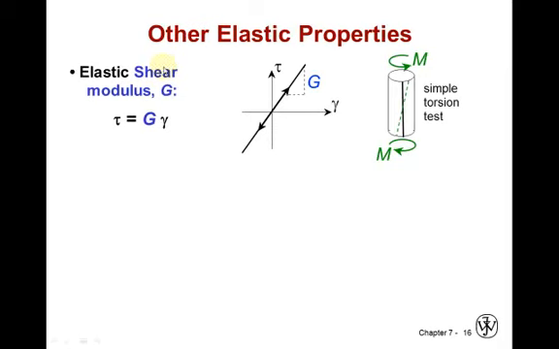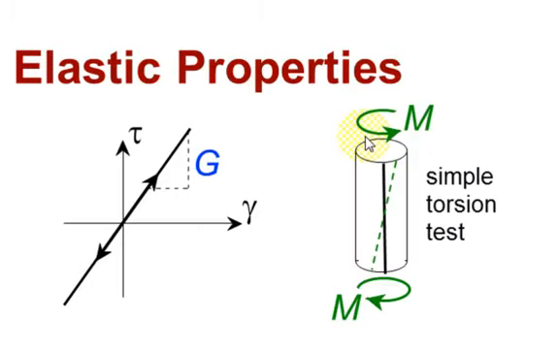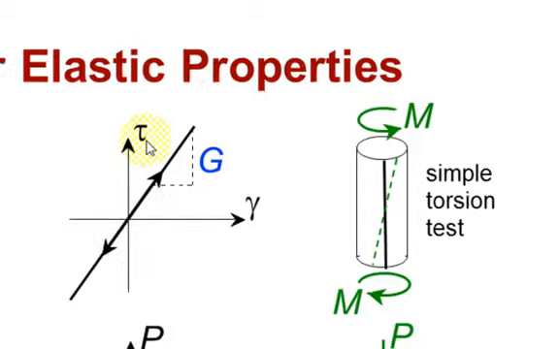There's also a shear modulus, which is analogous to the elastic modulus. So just as normal stress is equal to the elastic modulus times the elastic strain, shear stress is equal to the shear modulus times shear strain. So in a simple torsion test where you put a cylinder under a torque load, you'll see that the angle will go up linearly with the stress.